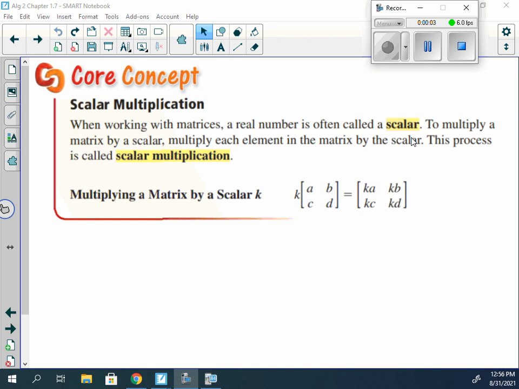All right, guys. What number do we have now? 1.7. Scalar multiplication. So we stopped at scalar multiplication yesterday to give y'all time to work on the 1.6 assignment.